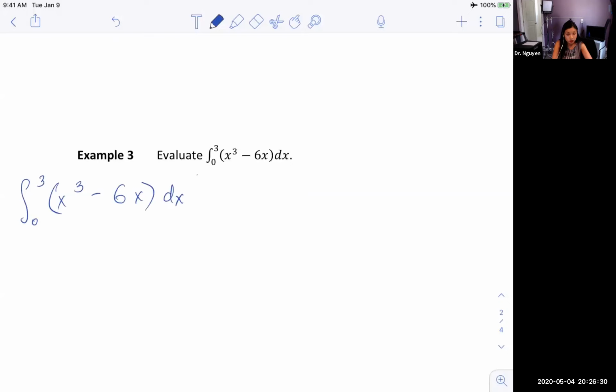This is the power rule, so we can easily do it. x to the 4th over 4, because the power is 3, 3 plus 1 is 4, and then make sure you divide by that same number. Minus 6x to the first power, so you add 1, so that's squared, divided by 2. I'm going to simplify that first.